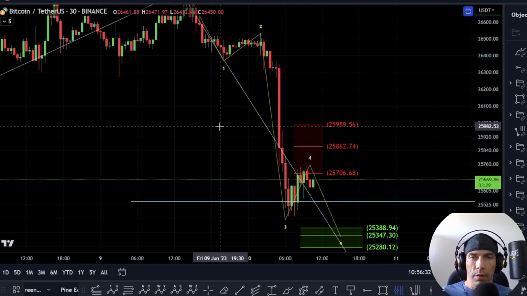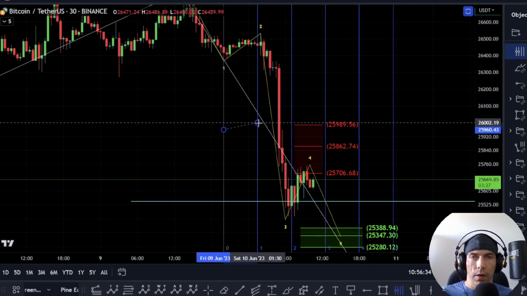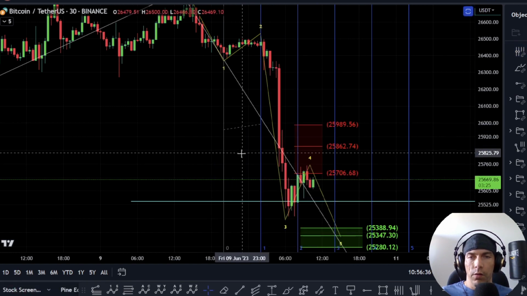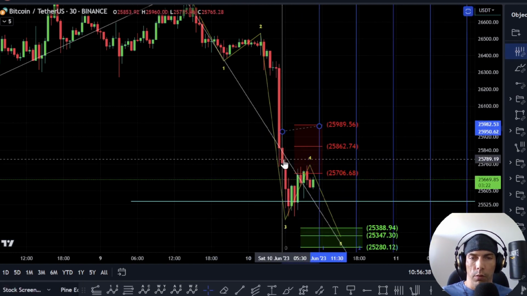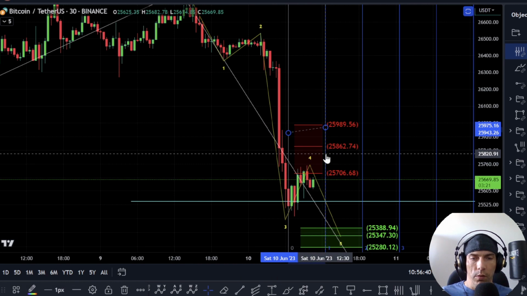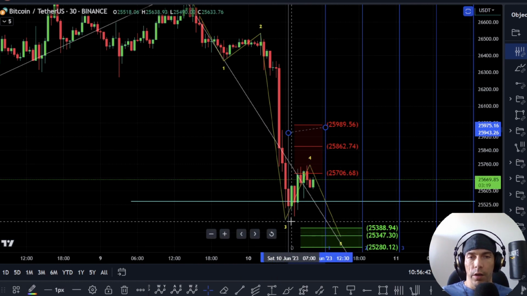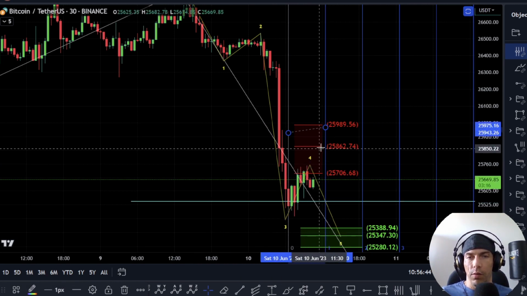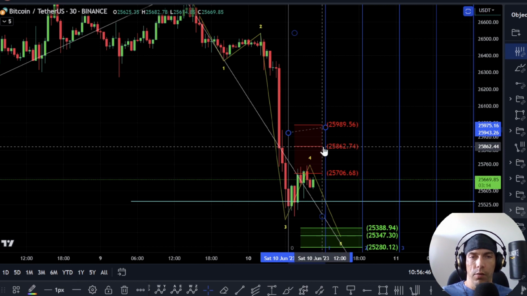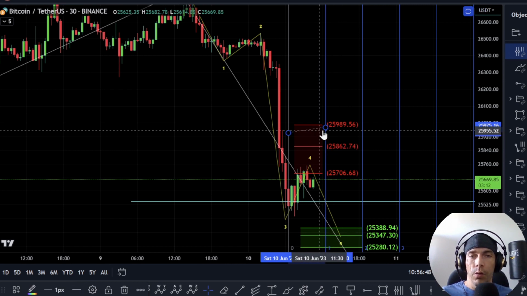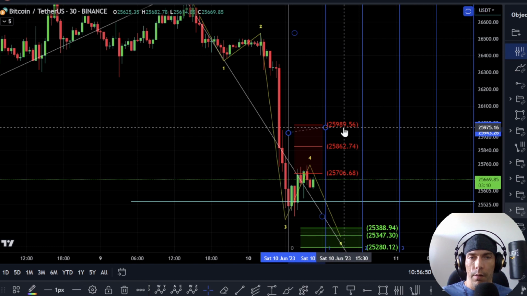So I would just be mindful that if we are looking at this as a correction here, we're starting to reach equality of the wave 2. So there's a little bit more to go. So that would be towards midday, looking at the possibility that maybe we could see a push up here towards this 382 of this 25,862 or this 25,989.